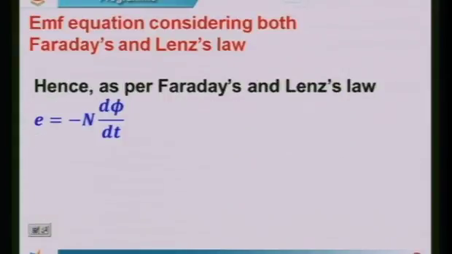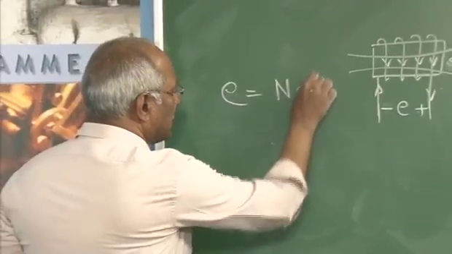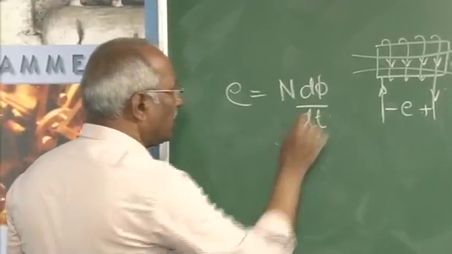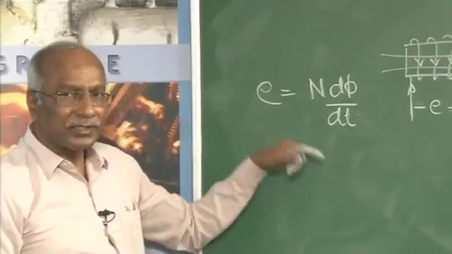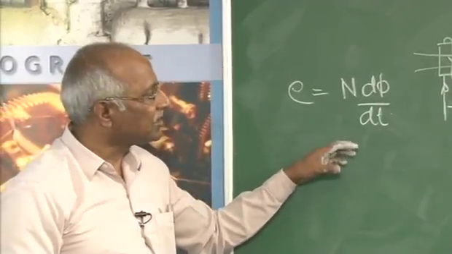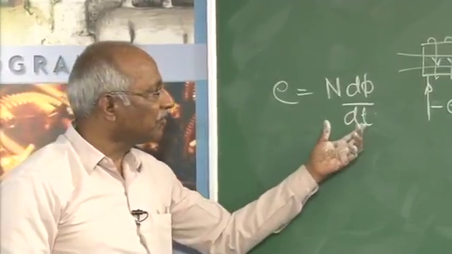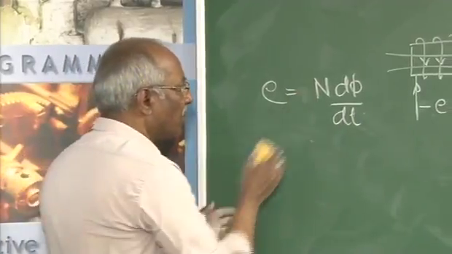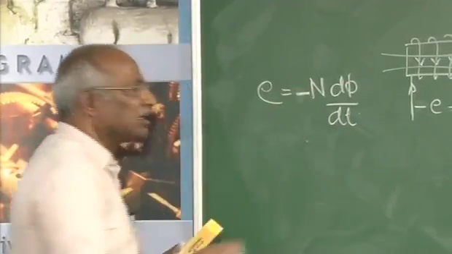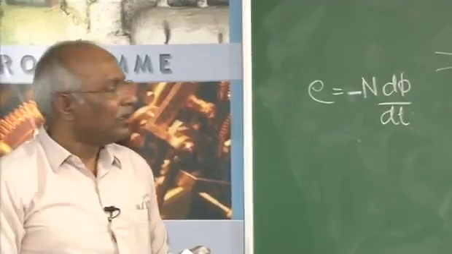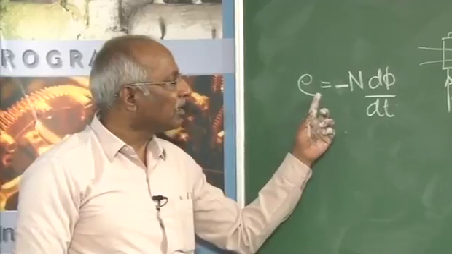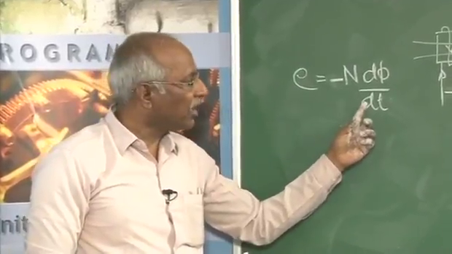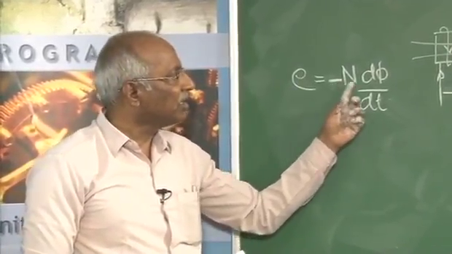So with all these things in mind, we can say the induced EMF will be, Faraday says only the magnitude of the induced EMF, that is nothing but N dφ/dt, and Lenz's law says the induced EMF must always oppose that, therefore that opposition is indicated by this negative sign. We can conclude the induced EMF in a conductor, both magnitude and direction wise, is e = -N dφ/dt.